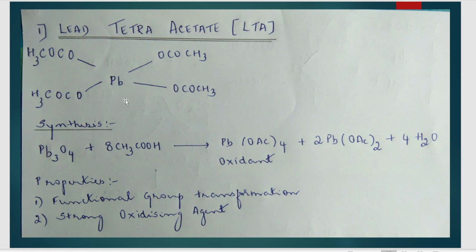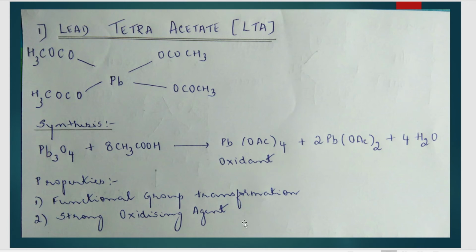This is a structure of lead tetraacetate with lead in the center, and four acetate groups are attached to the lead. That's why it is lead tetra, that is four acetate groups, lead tetraacetate. How do you synthesize lead tetraacetate? When Pb3O4 is made to react with acetic acid, you get this oxidant, that is lead tetraacetate.